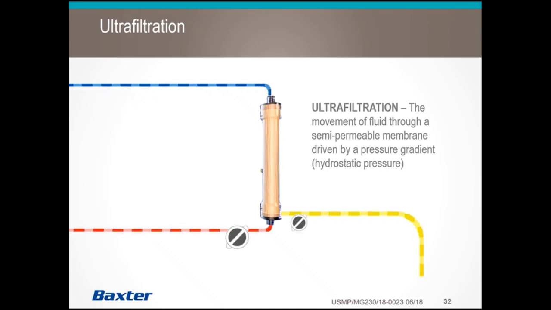So if you set the effluent pump, or you set the patient fluid removal, for 1,000 cc's an hour, that effluent pump is going to create more pressure than if you set the pump for 100 cc's an hour, and it's going to remove more fluid from your patient. So it's based on the pressure that you're creating.